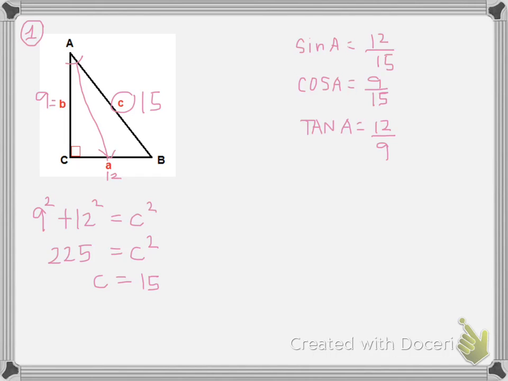And you can reduce those too. So 12 over 15 reduces to what? 3 goes into both of those, so that's 4 over 5. 9 over 15, 3 goes into both of those, so that's 3 over 5. And 12 over 9 reduces to 4 over 3.